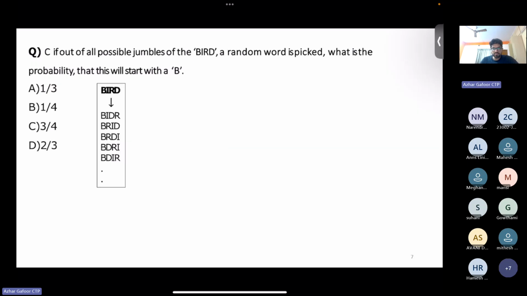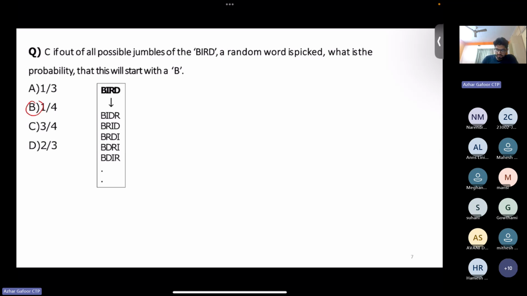Okay. So one more question. So 1 by 4. Yeah, 1 by 4 is the correct answer.